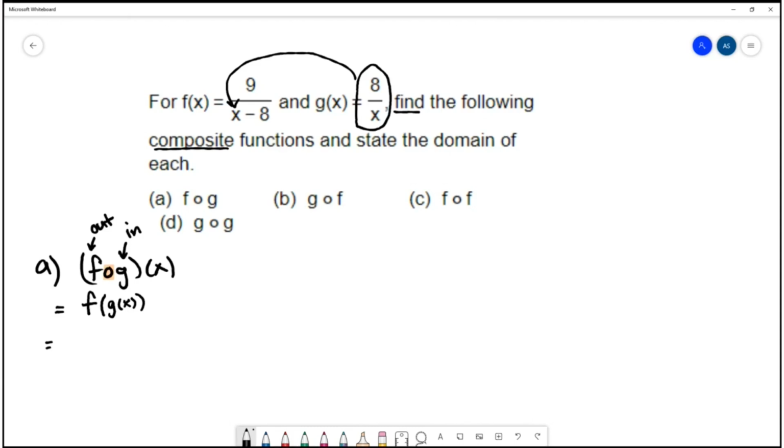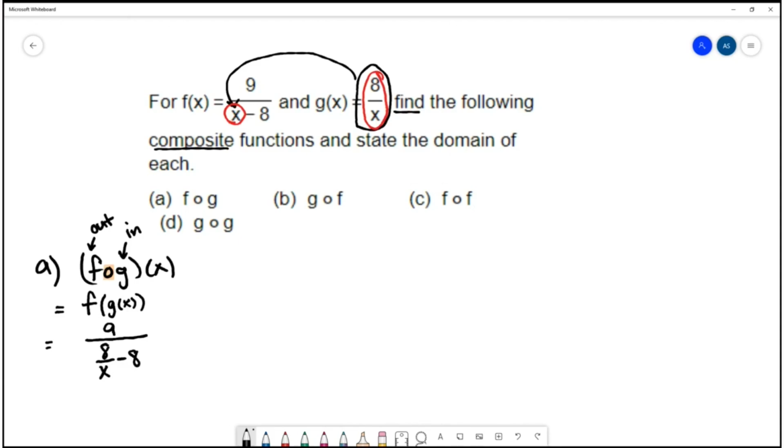So if we do that substitution, we would have 9 over 8 over x minus 8. So we've replaced that x with 8 over x. We're going to simplify this expression now that we've done the substitution.